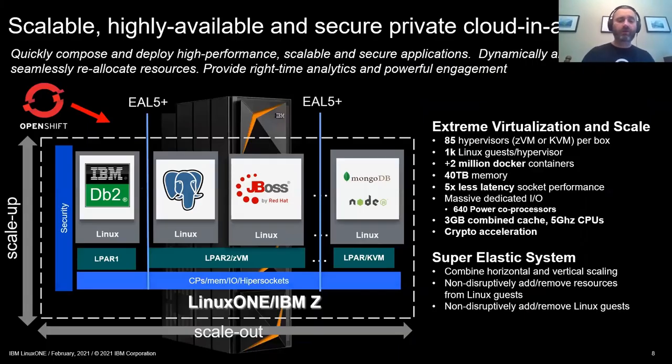When we talk about cloud in a box, what we see is clients really loving the topology of a LinuxONE environment or an IBM Z environment, right? An IBM Z system is not one system. It's really an aggregate of 85 different systems that share underlying infrastructure. You can put 85 different hypervisors on a single IBM Z or LinuxONE system. Any combination of zVM, KVM, or even metal-based servers. Each one of those hypervisors can run thousands of Linux guests. We've put over 2 million Docker containers on a single LinuxONE system. That gives you a sense of the scale of these systems.